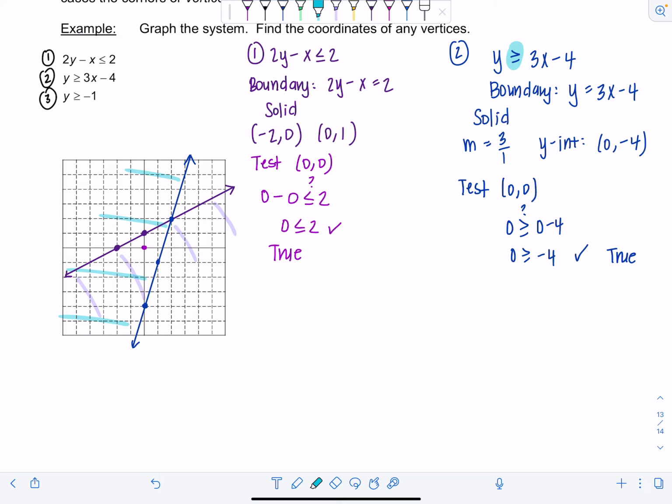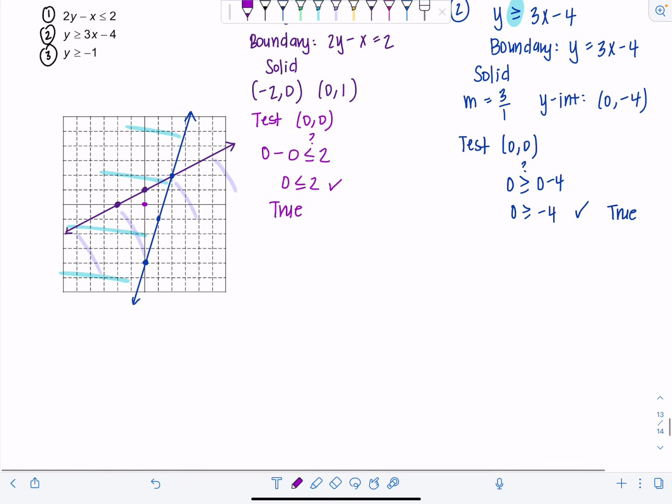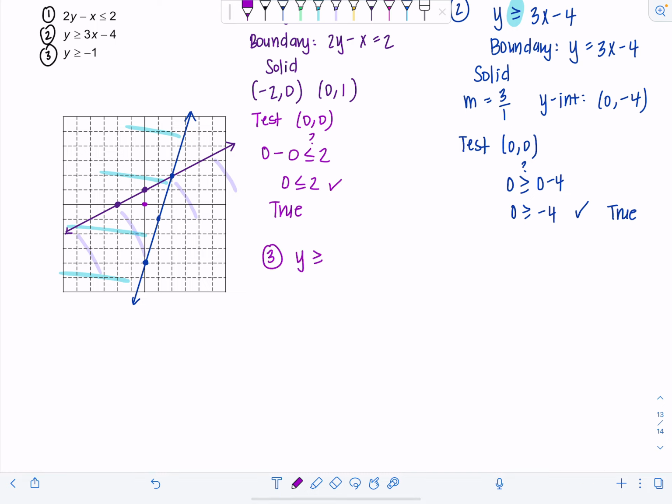Okay, last one. Maybe this one was a weird one for you. Did it make you nervous? We've got y is greater than or equal to negative 1. So the boundary is y equals negative 1. It's going to be solid. Y equals negative 1 is a horizontal line. Do you remember when we graphed vertical and horizontal lines earlier? You could think of it like if it's in y equals mx plus b form, it's y equals 0x minus 1. So slope is 0. It's a flat line. Like you're on the treadmill, incline is 0, flat.